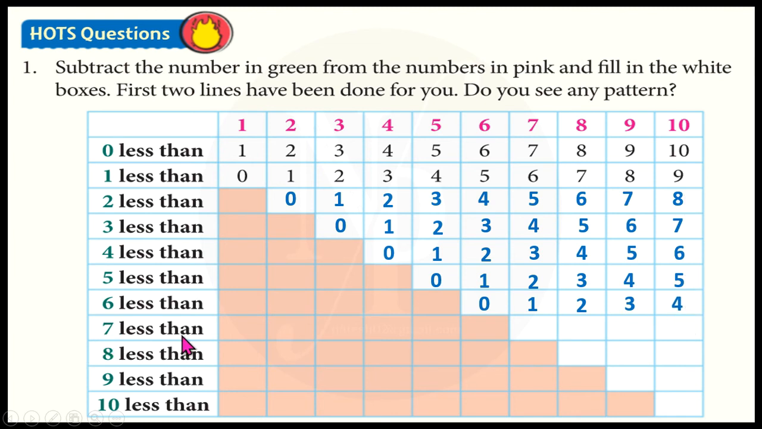Here we have 7 less than. 7 less than 7 is 0. 7 less than 8 is 1. 7 less than 9 is 2. And 7 less than 10 is 3.